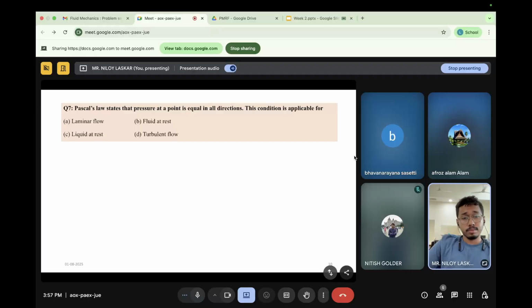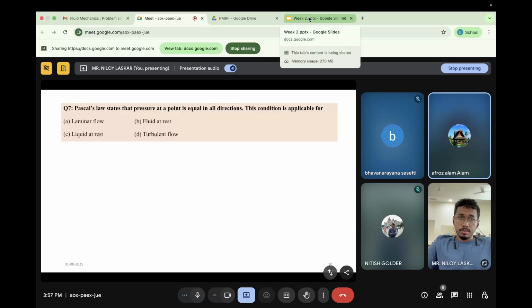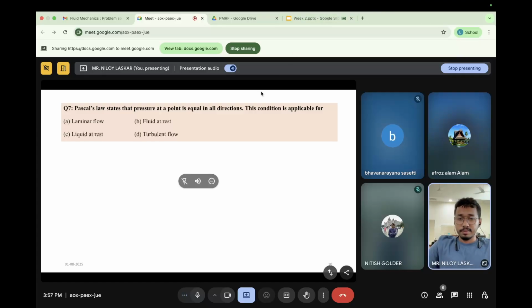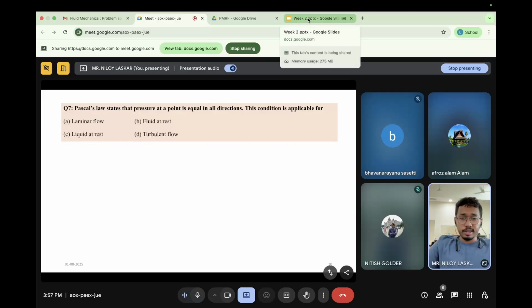C is correct. Good. So Mr. Alam has said option C. So others, please try. Why B and not C? Can anyone tell?